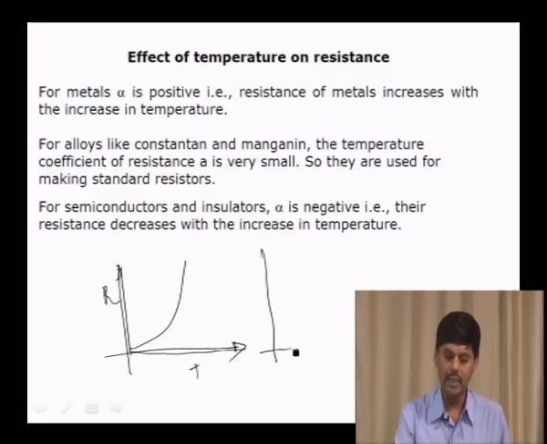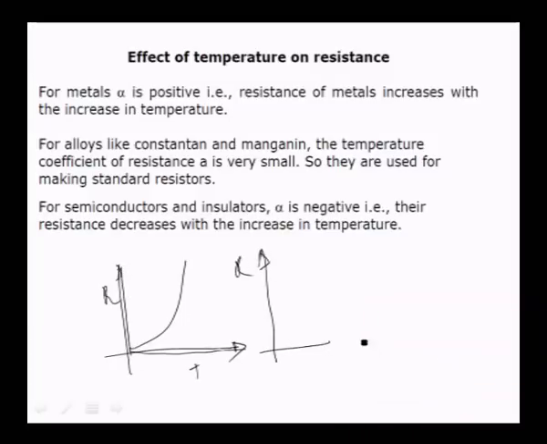Similarly, in case of alloys also, we have the same parameter, that is temperature T, and we get a curve like this. It is also temperature increases, resistance also increases, but here the variation of resistance is very small. In case of semiconductor, this is the resistance and this is the temperature. When temperature increases, resistance decreases. This is inverse, and these two are direct.